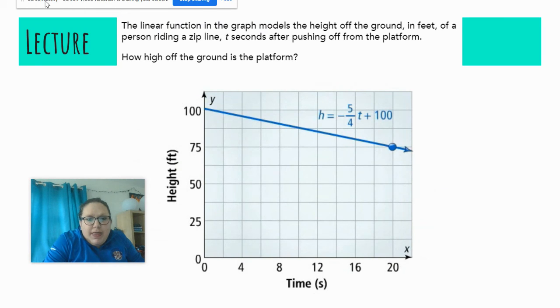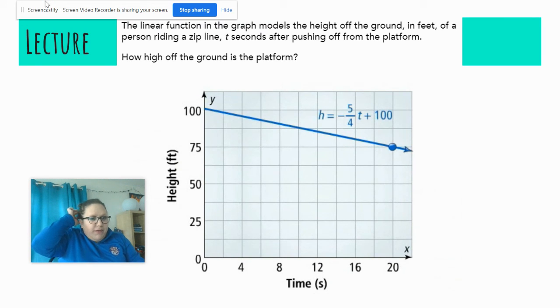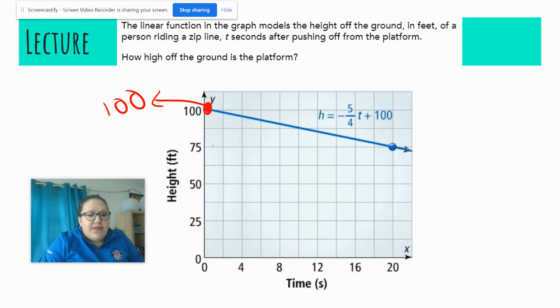The function in the graph models the height off the ground of a person riding a zip line. So how high off the ground is the platform? In other words, that's our starting point, because we're starting on the platform and then starting to go down. So you're going 100 feet up to start and then you're going down. So that platform is 100 feet off the ground.